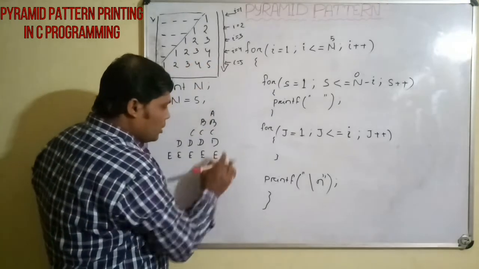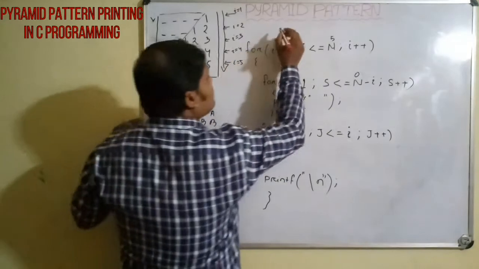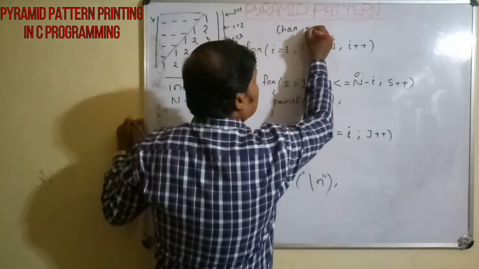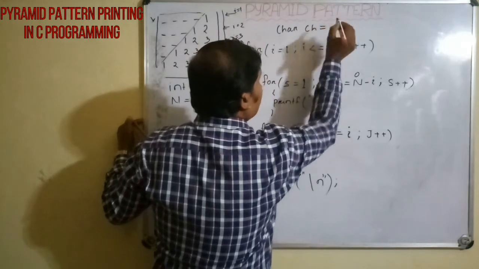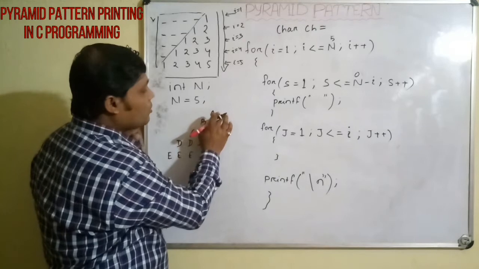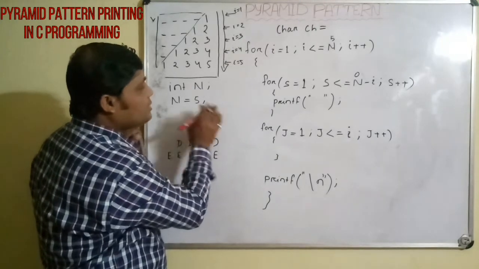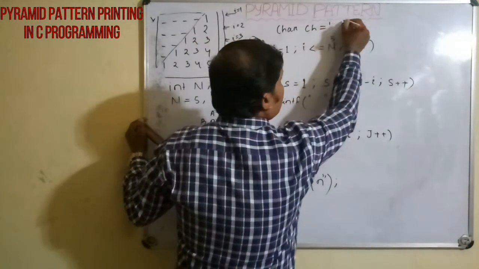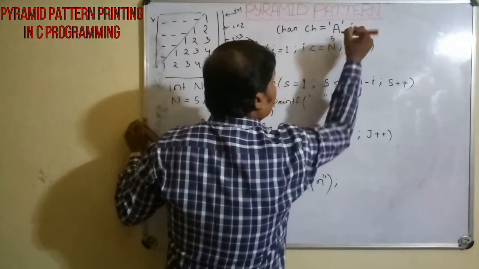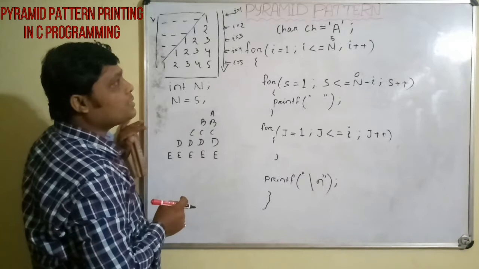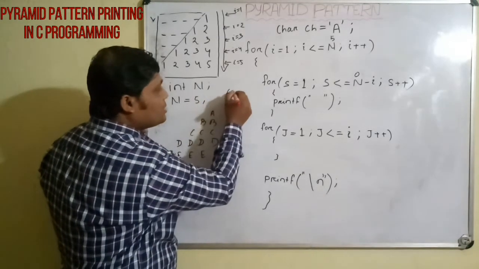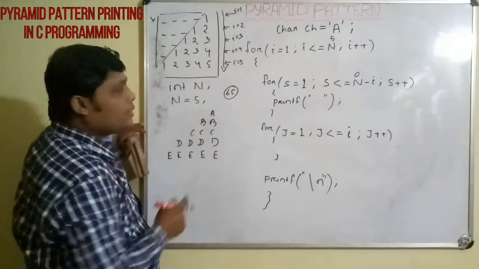Now take one character variable to print this pattern. Suppose I am taking ch character variable. This is ch, and I am starting this ch from which value? This character constant, that is A. For this, inside single quote I have to take because the A is a character constant. I am assigning ch as capital A. You know the ASCII value of capital A is 65. Clear?